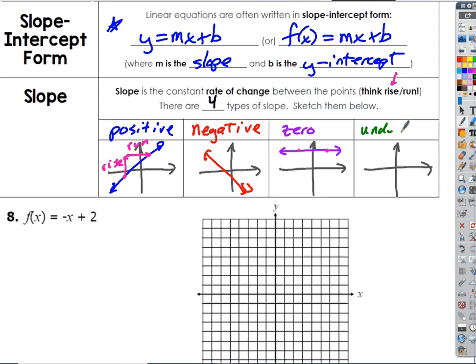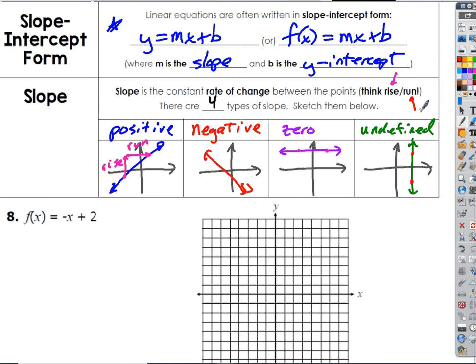Now what about undefined slope? Well, what's the only one left? It's got to be vertical, but more importantly, let's talk about why it's vertical. If I take 2 points on a vertical line, they have rise, but what's the run? 0. Now what's one of our only rules for numbers? We can't divide by 0. It's not allowed. So because the run, in this case, is 0, we're dividing by 0, and so it's undefined. There's no number for that slope.